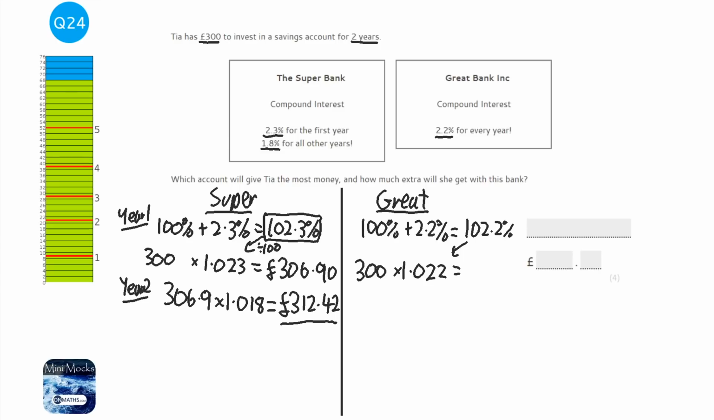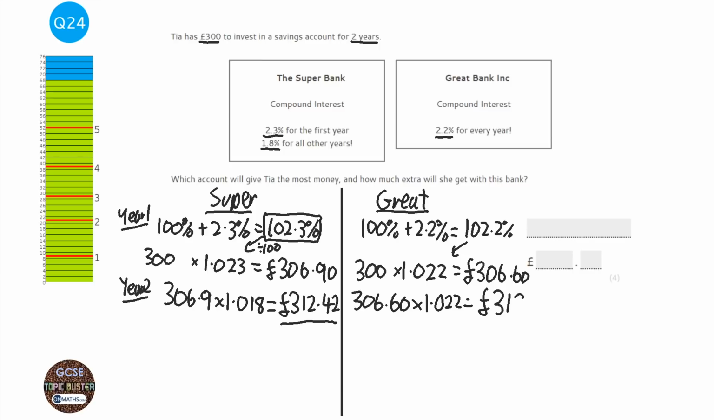So 300 times 1.022, and I get £306.60. Then I'm going to times that again by 1.022. So times 1.022, and this time I get 313.34. Ooh, actually, that would be 35 if I'm rounding it to the nearest penny.